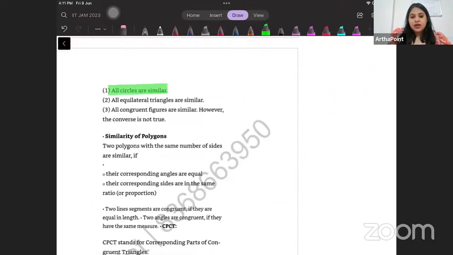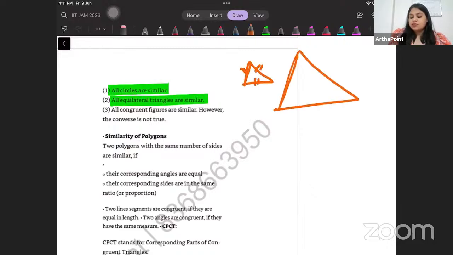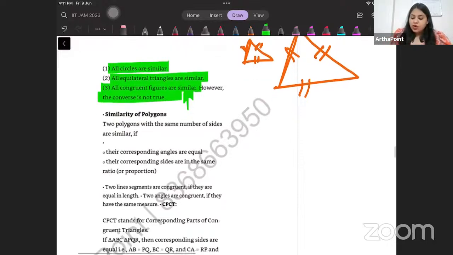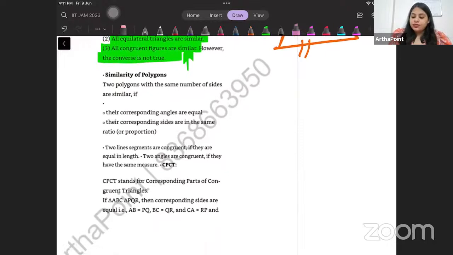Okay, so let us go ahead and read this out. All circles are similar. All equilateral triangles are similar, because equilateral means all three sides will be equal to each other. All congruent figures are similar. If it is congruent, meaning same shape and size, it has to be similar. But the converse is not true. If it is similar, it is not necessary that it is congruent. But if it is congruent, then it will be similar. This is necessary, right?